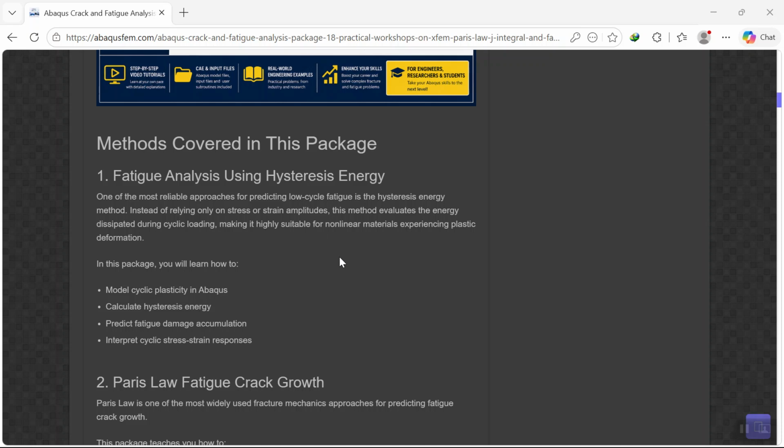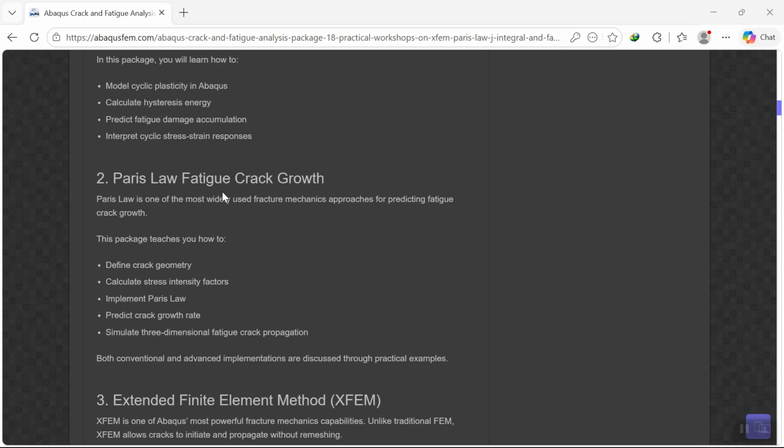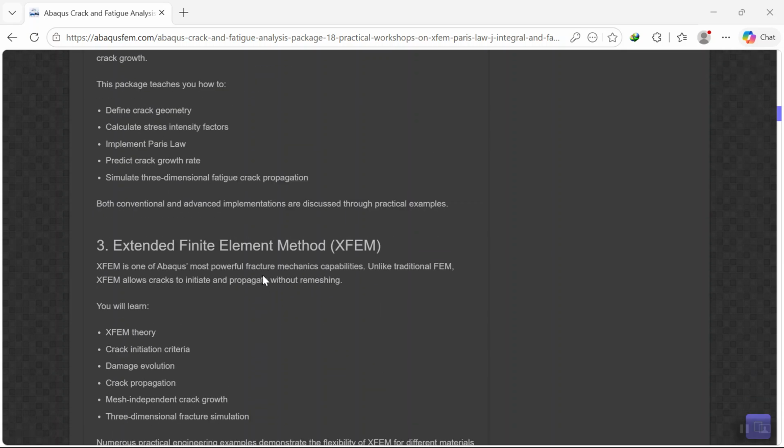The second is fatigue crack growth using Paris law. Here you can see, Paris law is one of the most widely used fracture mechanics models for predicting crack growth under cyclic loading. In this package, you'll learn how to calculate a stress intensity factor, define crack growth parameters, and simulate fatigue crack propagation in a three-dimensional model. These techniques are commonly used in aerospace, automotive, energy, and structural engineering.